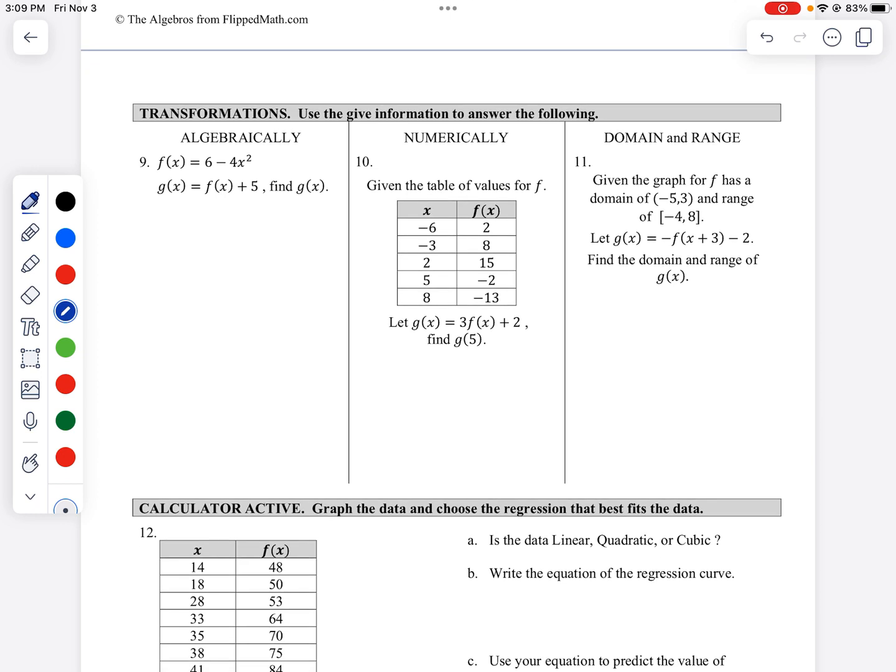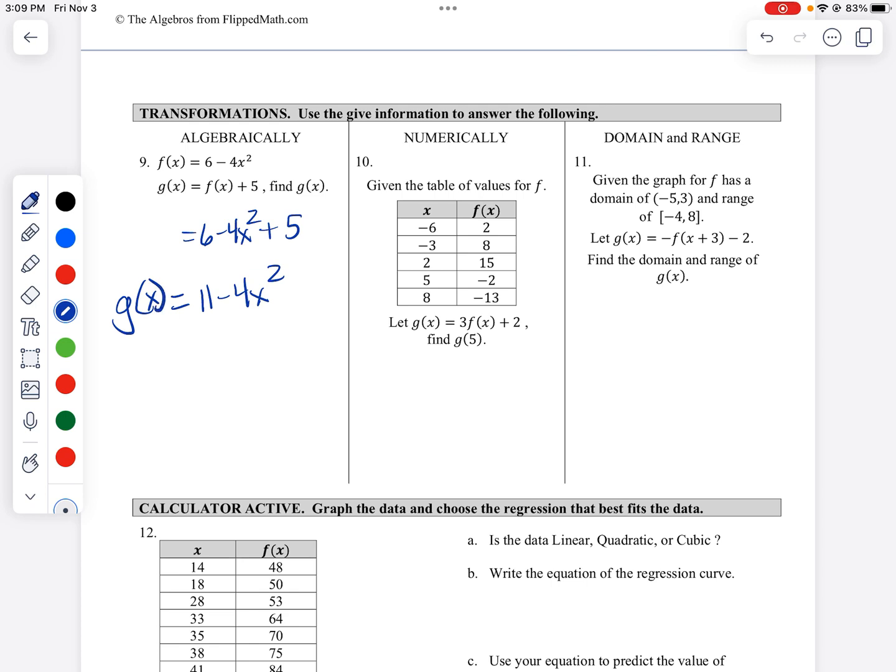So what are these next transformations here? All right, so what are we doing on these transformations? Find g of x. Well, we take f of x and add 5. Okay, 6 minus 4x squared plus 5. So that would be 11 minus 4x squared. And there's our g of x.